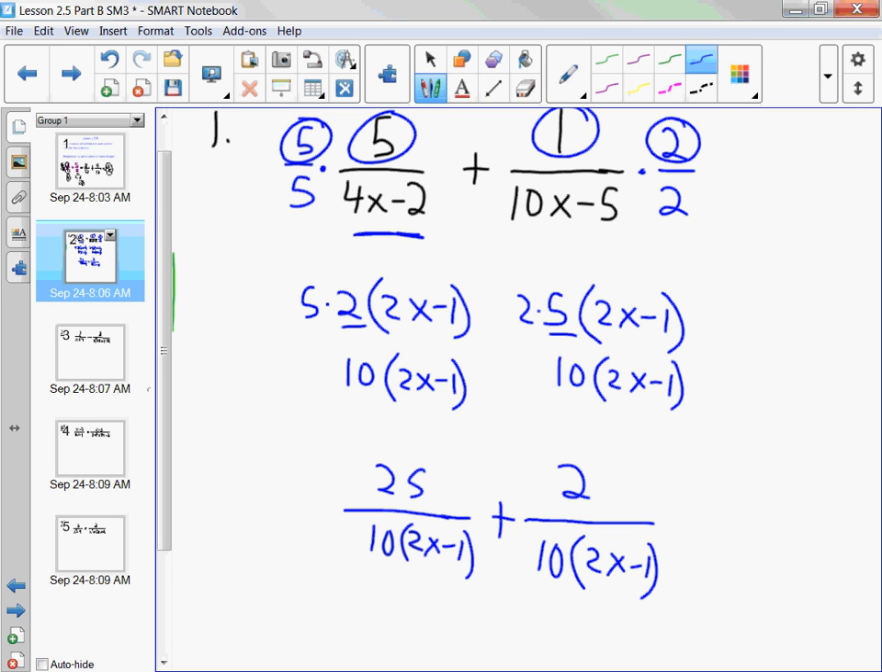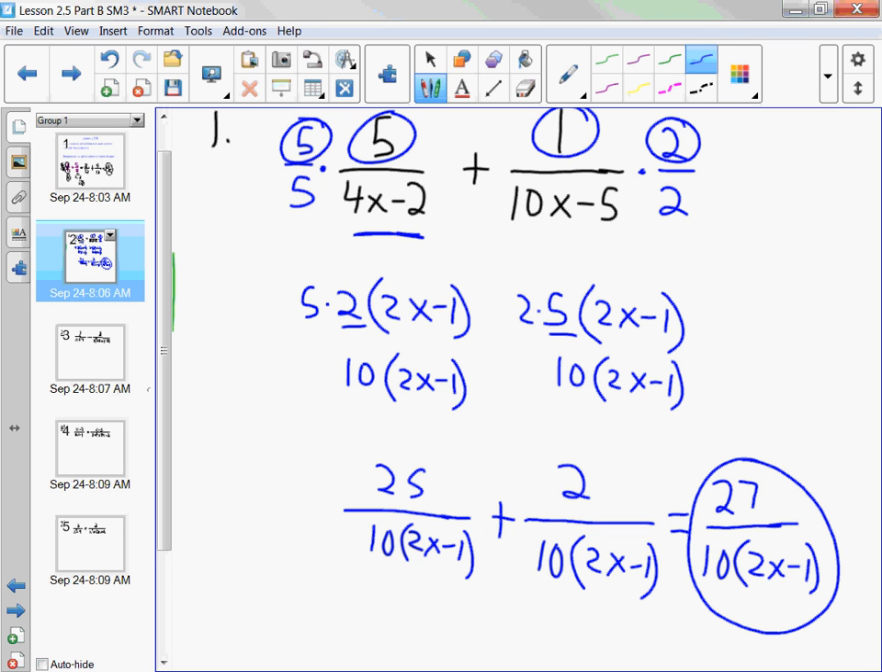Since we have a common denominator now, we add the numerators. 25 plus 2 is 27, all over the common denominator, 10 times (2x minus 1). And we look to see if anything will cancel. I know the factors of 27 are 3 times 3 times 3, and of 10 is 2 times 5, so there's no common factors. And that's the answer. So let's pause the video right now while you do problem number 2 together, and then restart the video and we'll do number 3.